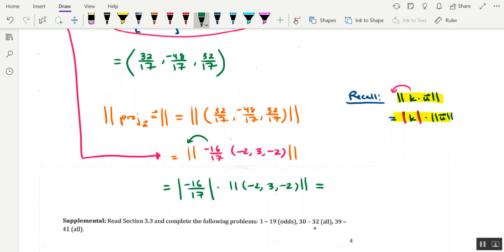Now the absolute value of negative 16 over 17 is positive 16 over 17. And then we already calculated the norm of A with our projection calculation, and that turned out to be the square root of 17. Notice the square root is still in there, and that's because there's no power of 2 on this norm notation, so just something I wanted to point out. And that, my friends, is where the pain and torture, fun and excitement for this solution video ends.